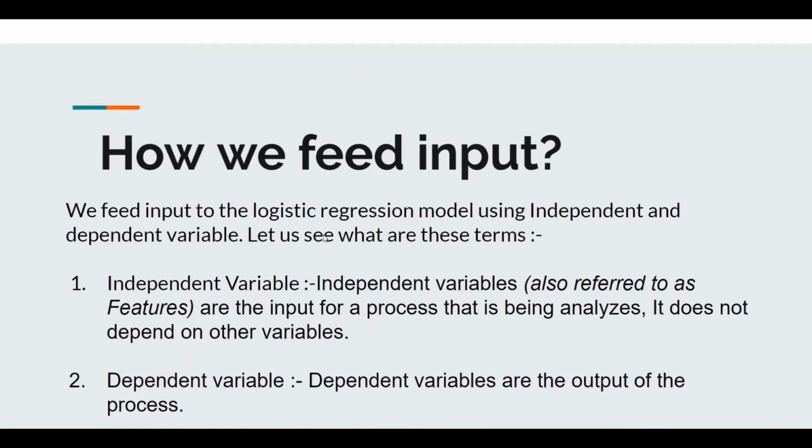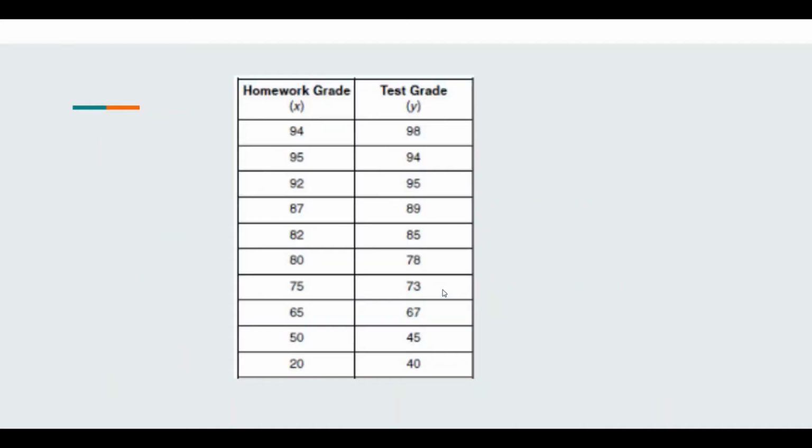After that, the same concept applies to how we feed input. We feed input to a logistic regression or linear regression model using the same thing, that is independent and dependent variables. Let us see what these terms are. Independent variables are input variables and dependent variables are the output variables, as discussed in our previous video. So let us understand it.